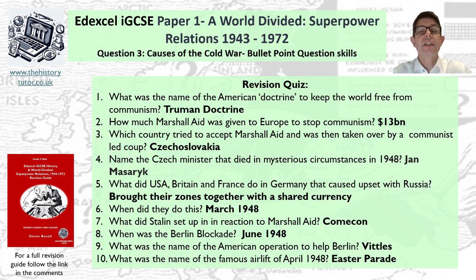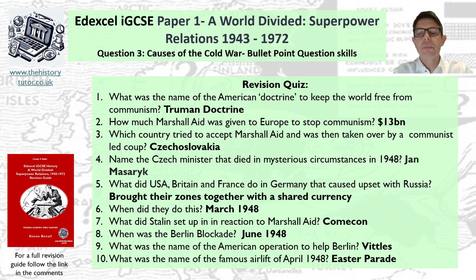What did Stalin set up in reaction to Marshall aid? So Comecon. This was not giving any money to anyone, but it was sharing communist economic policies. So they all had similar economic policies like 5-year plans and collectivization, etc. When was the Berlin blockade? So after the split up and arguments over Germany, Stalin tried to remove the West from West Berlin and blockaded Berlin. And this was started in June 1948.